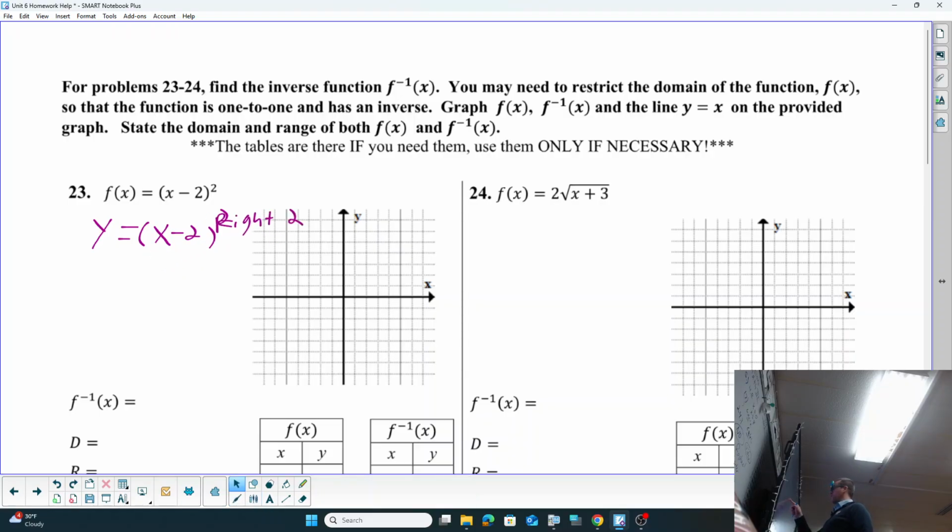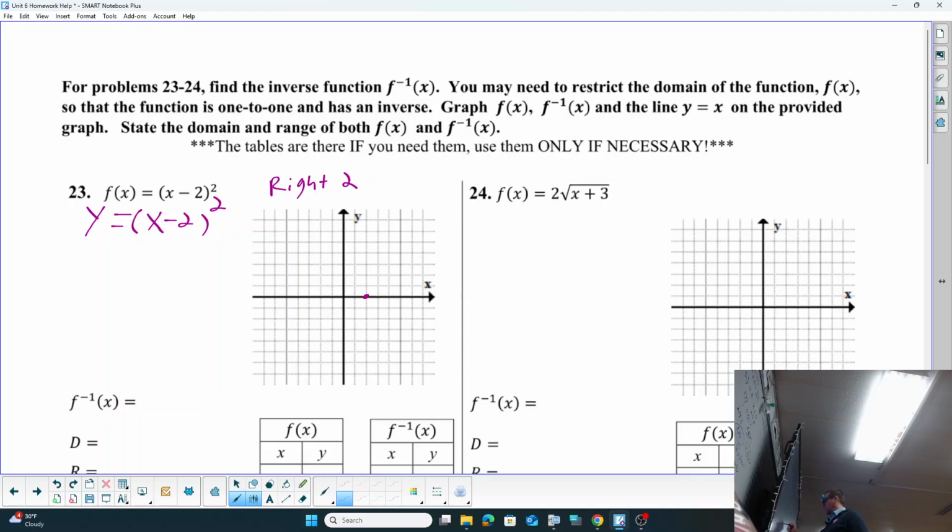I'm actually going to put that over here. So that's going to be right 2, and it's a parabola. So right 2 like that, and we're going over 1, up 1, over 1, up 1, over 2, up 4. So there's our parabola there.